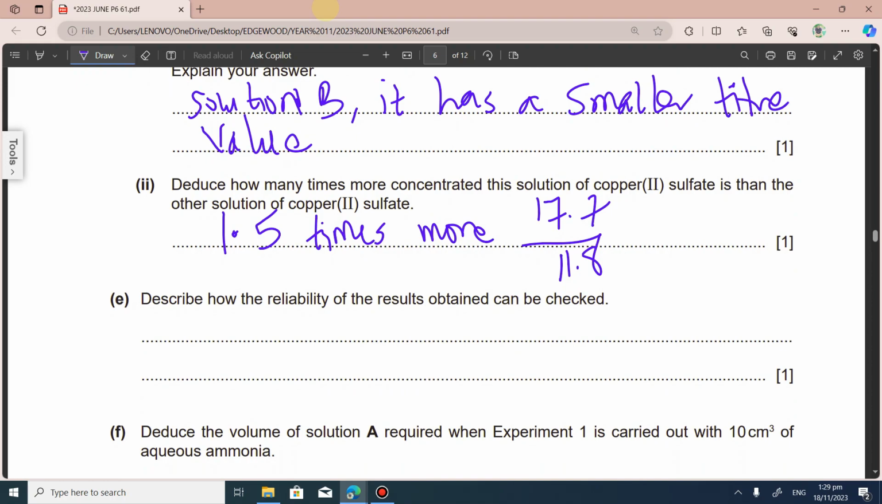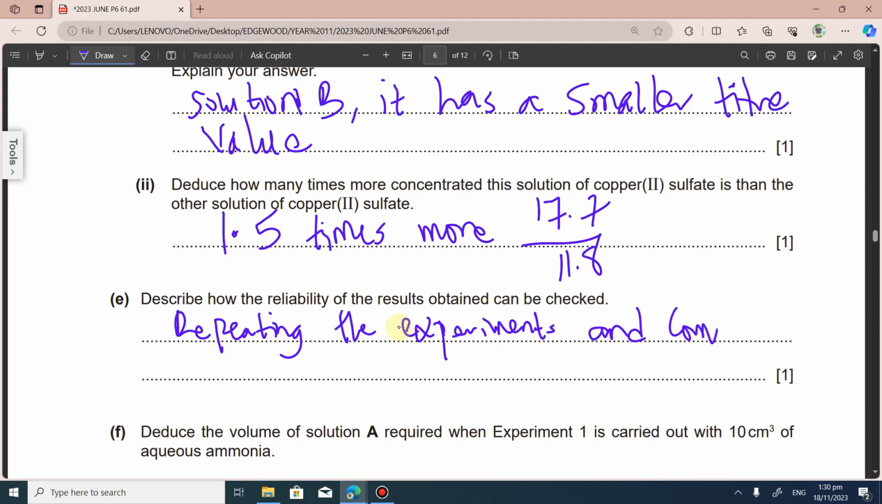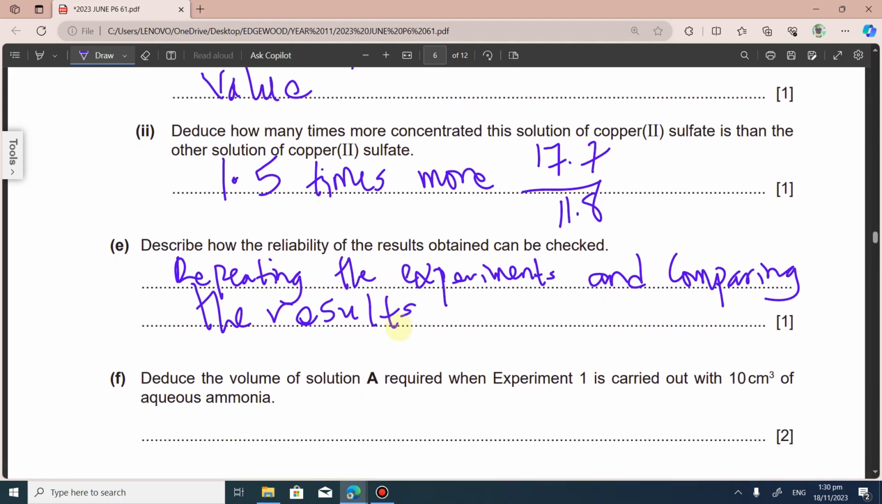Describe how the reliability of the results of things can be checked. Reliability can be checked by repeating the experiment, and comparing the results. That is one way to obtain a reliable result, by repetition and comparison.